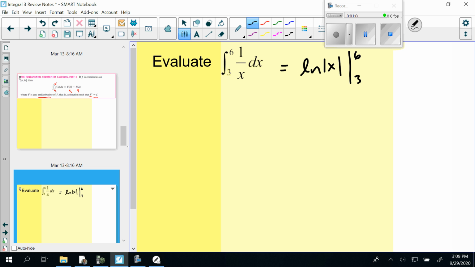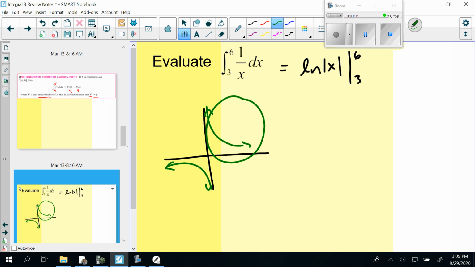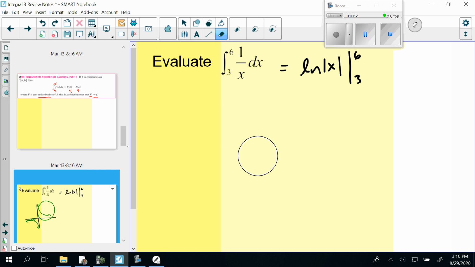With antiderivative, it does end up being absolute value of x here because of the way it's graphed, the graph of 1 over x looks like this. So it doesn't matter if we're over on this positive side, but in order to be able to find the area if it were negative, we need that absolute value because you can't take natural log of negative numbers.